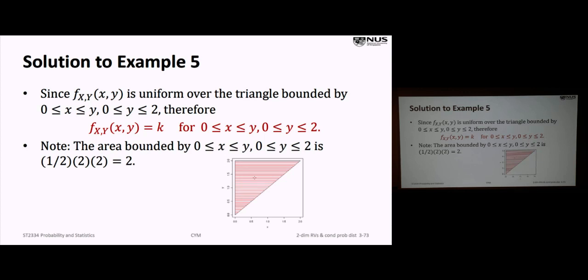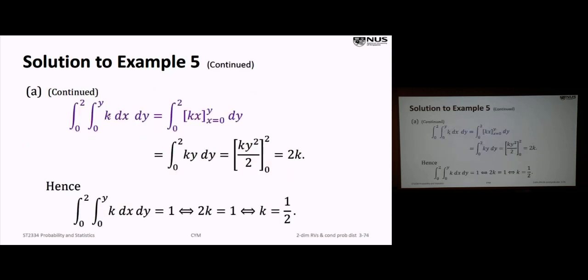Now the area of this triangle is basically 1 upon 2 times 2 times 2, which is half the area of the square, if you like. So that means that basically the PDF must be equal to 1 upon 2, I guess. Okay, you can do the integral or you can guess like I did.